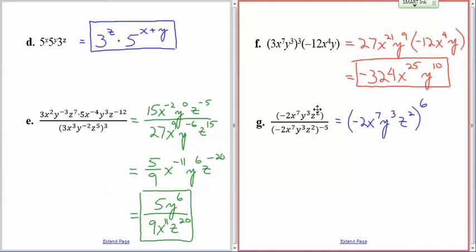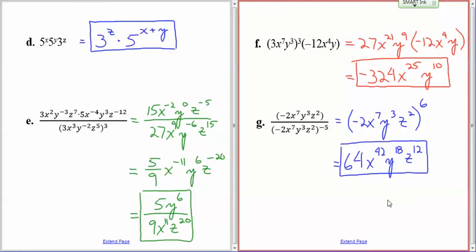They're being divided, so I can subtract their exponents. 1 minus negative 5 is positive 6. Then I can raise everything inside the parentheses to the 6th power. This is not the only way to do this, but for me, it was the easiest way to do it, and you probably agree after you've seen it if you took different routes.